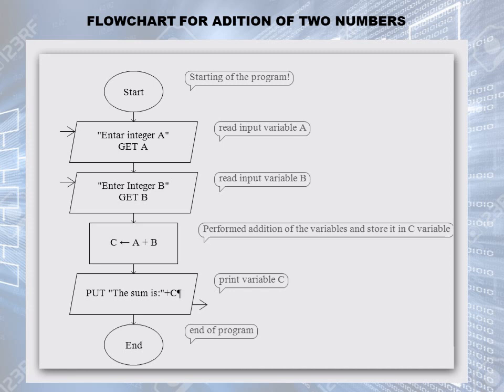Enter integer A, enter integer B: these are to input the values, with a parallelogram. Then C equals A plus B is the process symbol, a rectangle. Then we display the sum. This is the output symbol, which is used to display the output, and it is the parallelogram symbol. So this is a simple example of a flowchart for addition of two numbers.